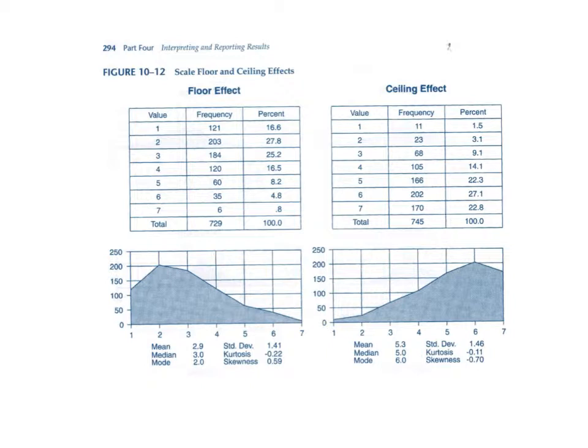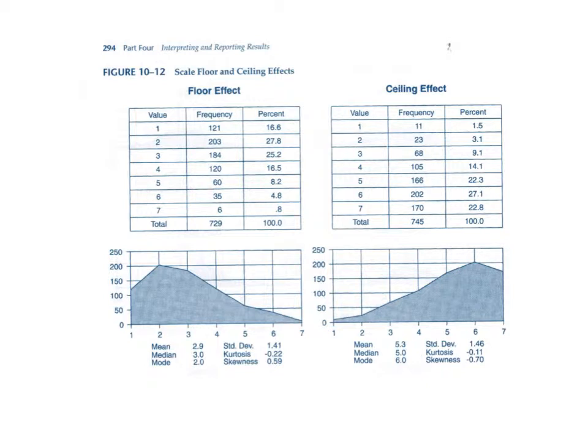So here are two distributions that show skewness. On the left we see a distribution that's positively skewed with a mean of 2.9, but a number of scores out in 6 and 7. And you see the skewness statistic there is 0.59, a positive skewness. So that's a floor effect. It's called a floor effect because there's a floor at the 1-2 point below which people cannot score.